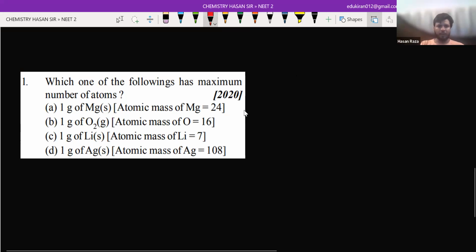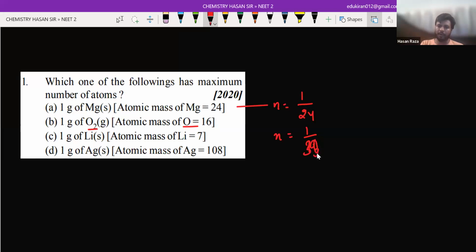Rabia. Okay. So first you calculated the number of moles. Given mass, mass is same. 1 gram upon molar mass, 1/24. And for the second one, 1/16. Atomic mass is O, but it is O2, so it will be 1/32. And for the third one, 1/7. And for the fourth one, 1/0. This is the number of moles.